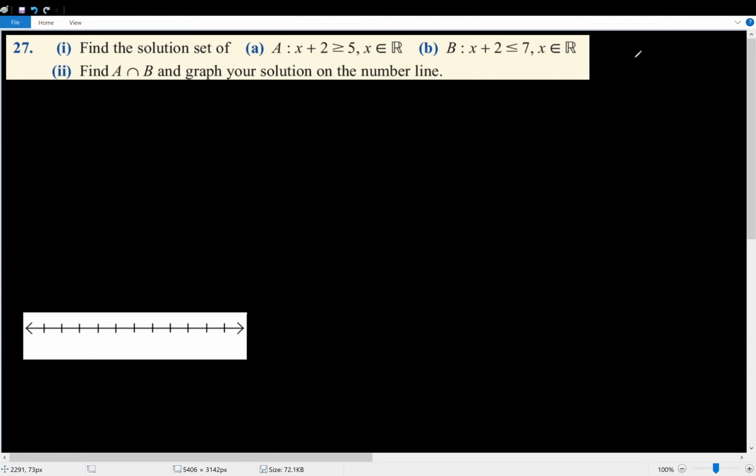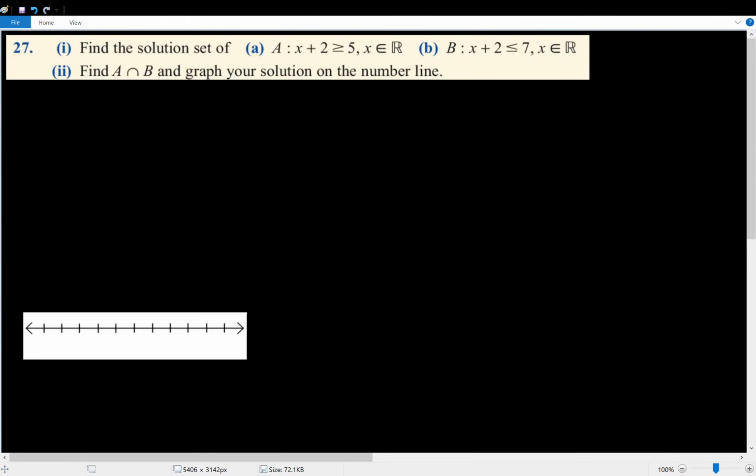This is question 27 in exercise 7.1 in Project Maths 2. For part 1, we've defined the solution set of A as x plus 2 is greater than or equal to 5, where x is an element of R, and B, where B is x plus 2 is less than or equal to 7, where x is an element of R. And then for part 2, we've got to find A intersection B and graph our solution on the number line.